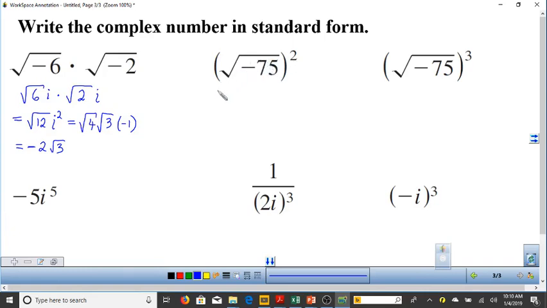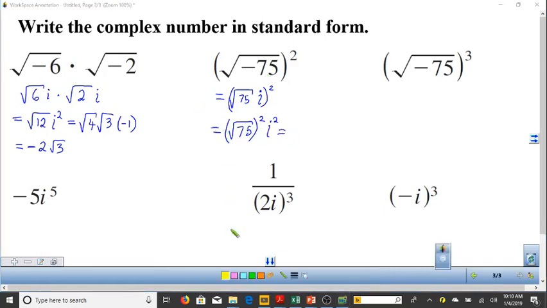Our next example, the square root of -75, squared. Since it's the square root of a negative, we know there's an i there, so I'm going to just write that as the square root of 75 times i. And I'm squaring the whole thing. An exponent rule says if I'm multiplying two things and I raise it to an exponent, then I distribute the exponent. So I get the square root of 75 squared multiplied by i squared. Well, the square root of 75, squared, the square roots cancel, and then i squared is -1. So we end up with 75 multiplied by -1, which is -75.